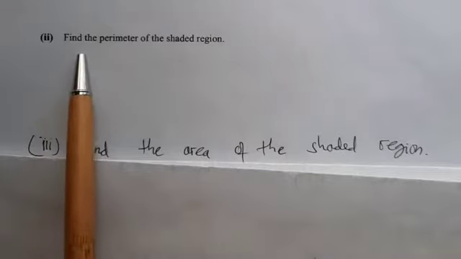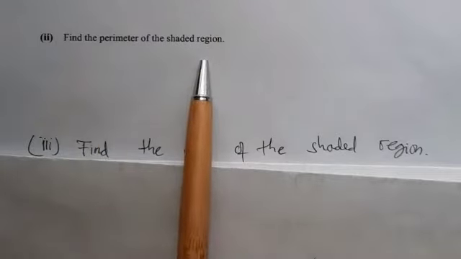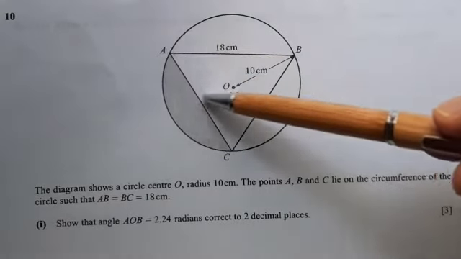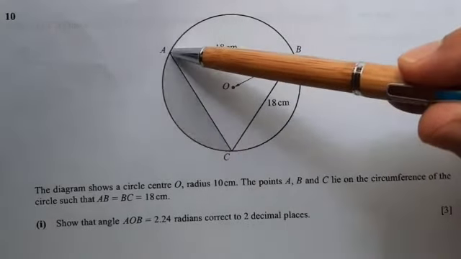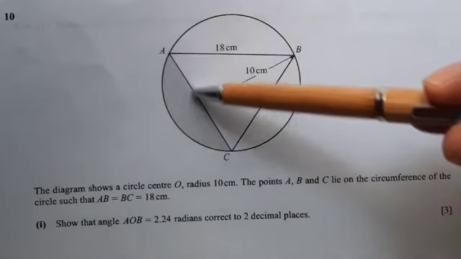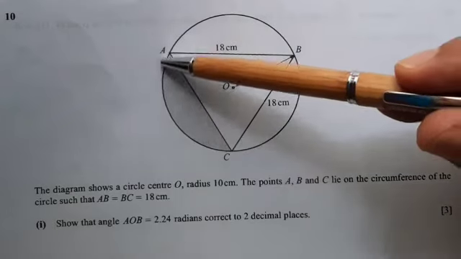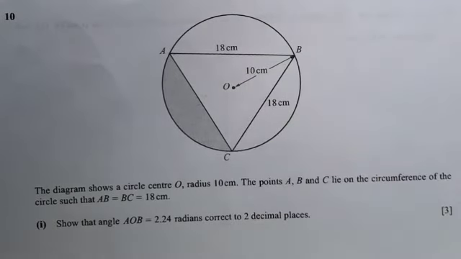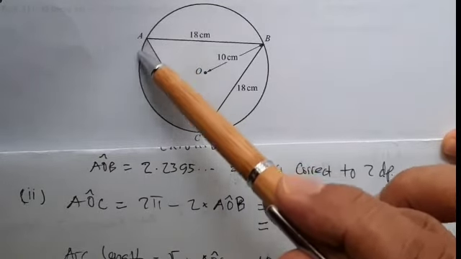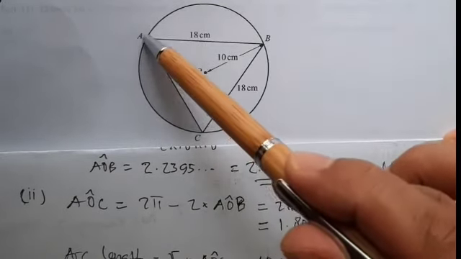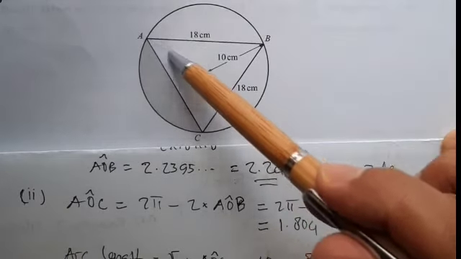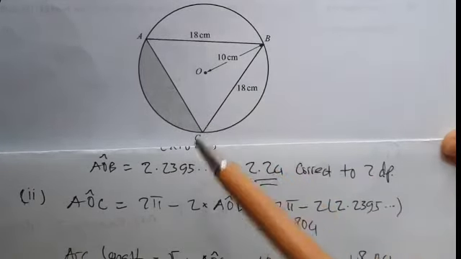Question ii. Find the perimeter of the shaded region. Thus, we have to find the length of chord AC and the length of arc AC, this part. To find the length of arc AC, we need angle AOC. Thus, first you have to calculate the angle AOC.